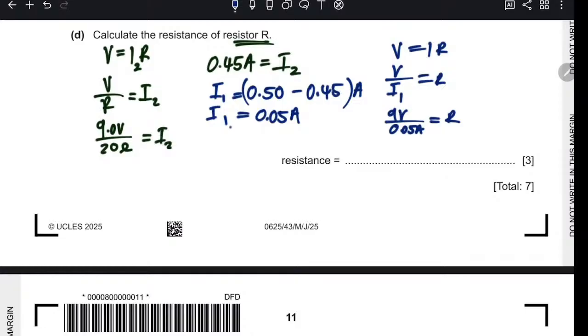What is the answer? What is 9 over 0.05? Put it in the chat. Let's go. 180 ohms. So you get 180 ohms.